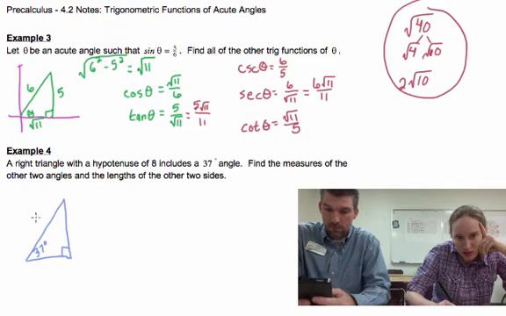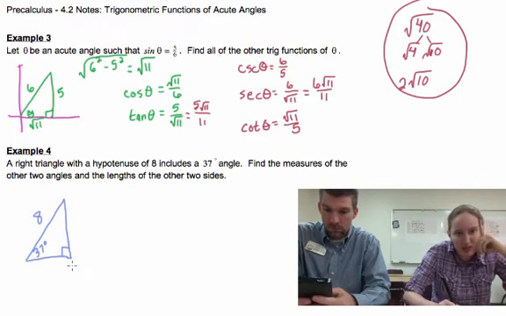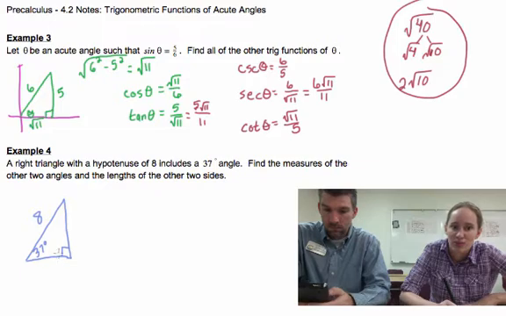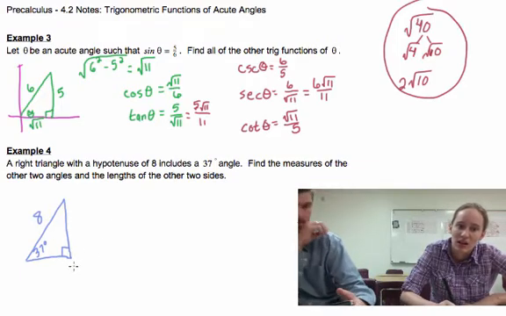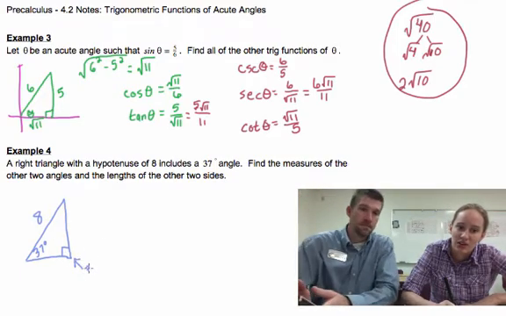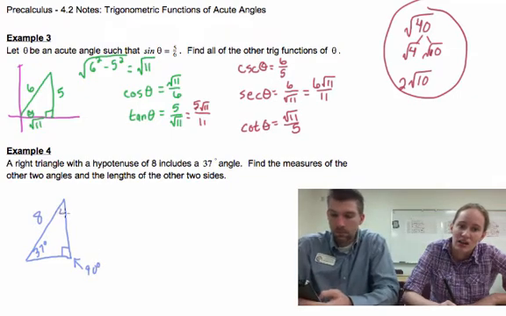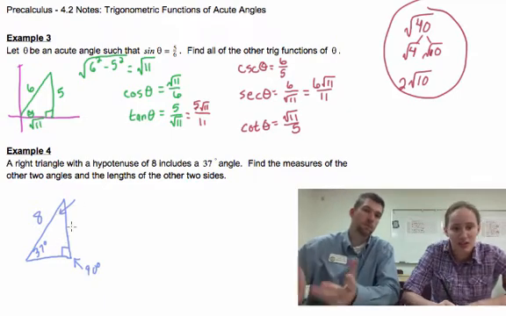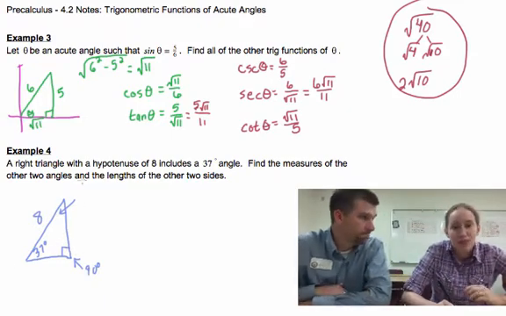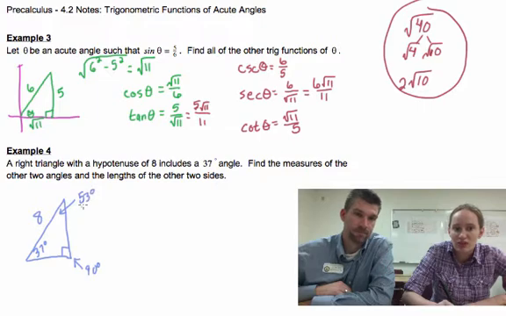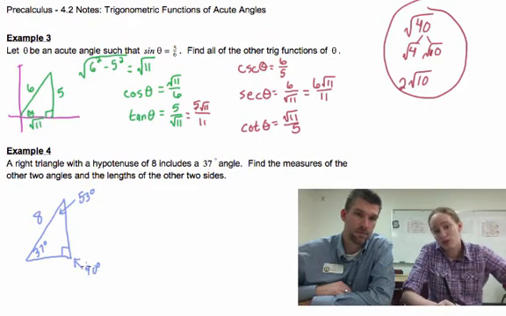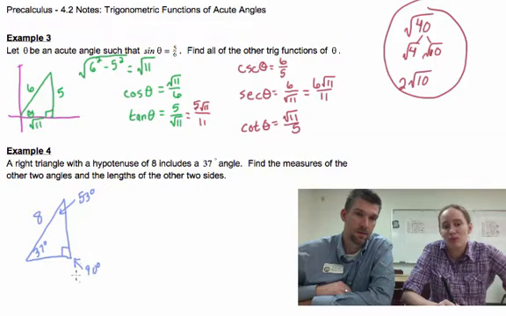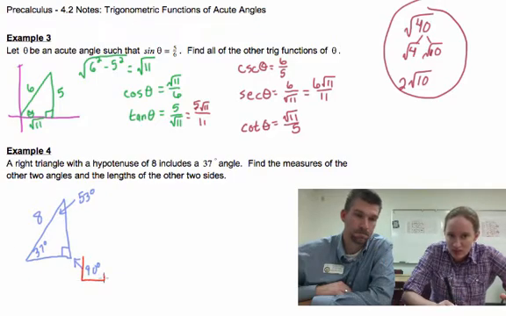A right triangle with a hypotenuse of 8. It wants us to find the measures of the other two angles and the lengths of the other two sides. Well, that one's a right angle, so that one's 90 degrees. And triangle angles have to add up to 180 degrees. So that makes that 53, because either you could do 37 plus 90 and subtract from 180, or you could say I already know this is 90, these two have to add up to 90, so 90 minus 37.